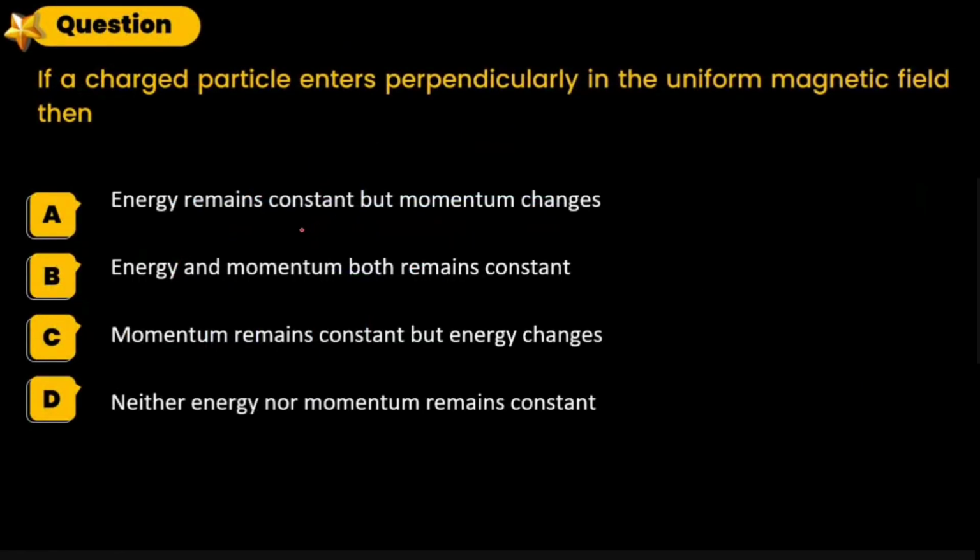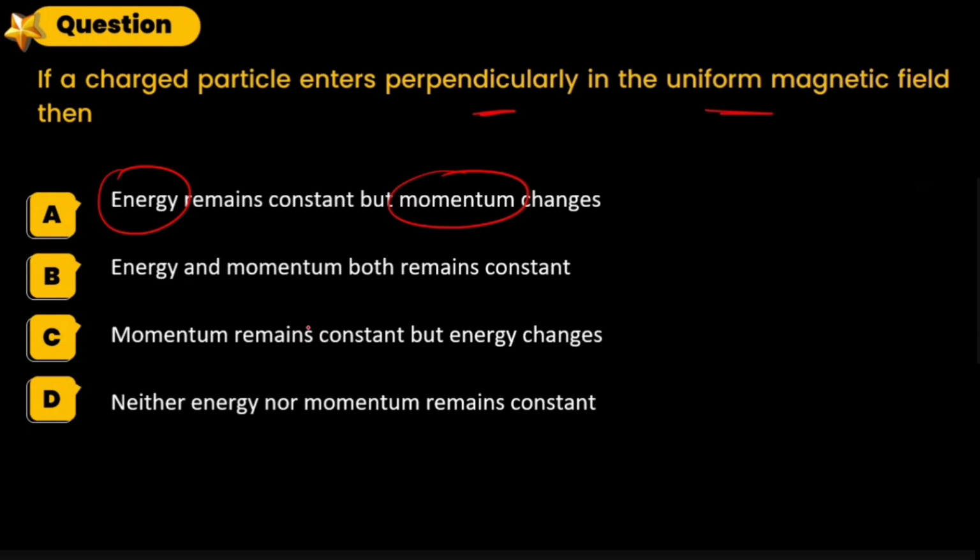Next, we can have a question here. So this question says, if the charged particle enters perpendicular in the uniform magnetic field, then energy remains constant but momentum changes. So these terms are something which you need to understand before actually solving these problems. Energy is associated with the work done, that is how much work this charged particle is going to perform, whereas the momentum is the quantity of motion it is going to perform.